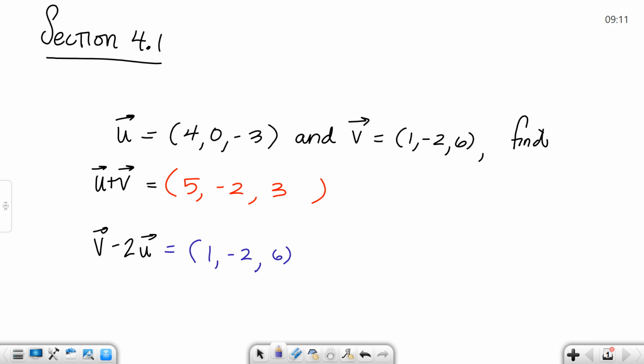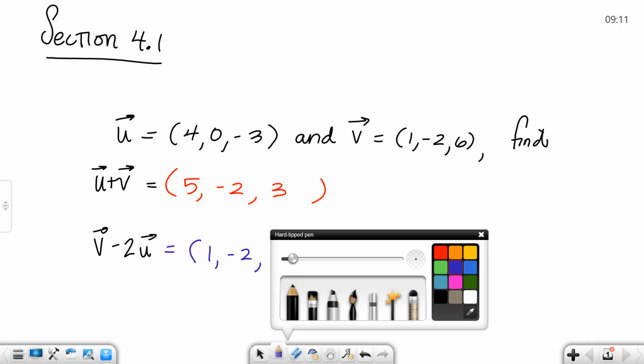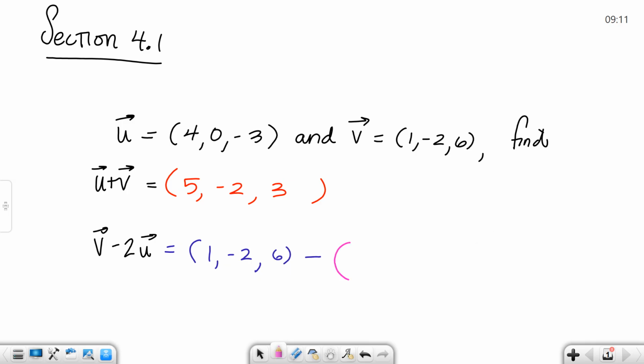So you can do this option where you say plus the opposite and multiply 2 times v, or you can say minus 2 times u, however you want to handle your sign. I personally prefer to handle the sign by leaving the negative there, and then I can multiply 2 through by u. So multiply 2 by this guy up here. So that's 8, 0, negative 6. Now how you choose to handle the sign is up to you.